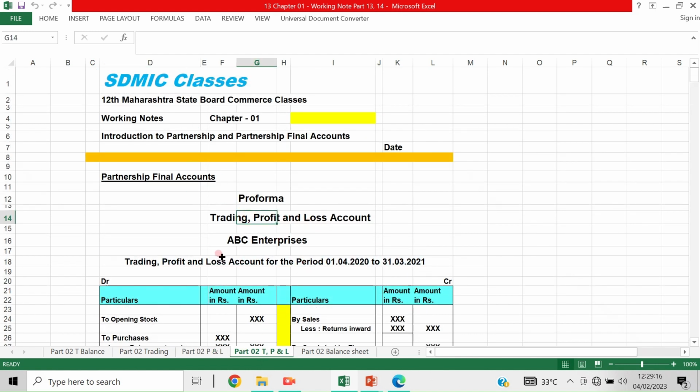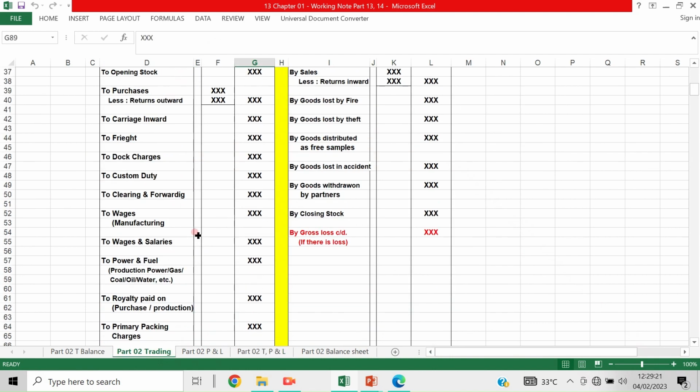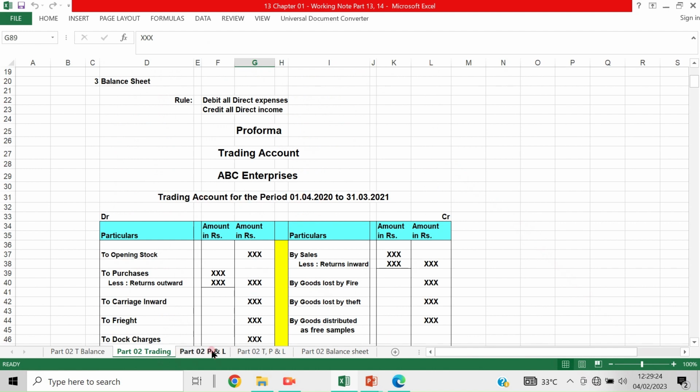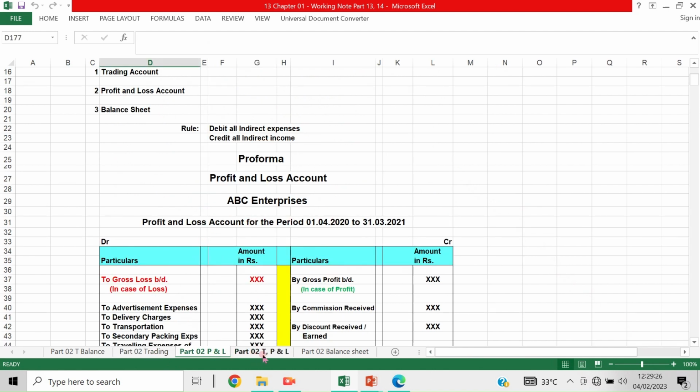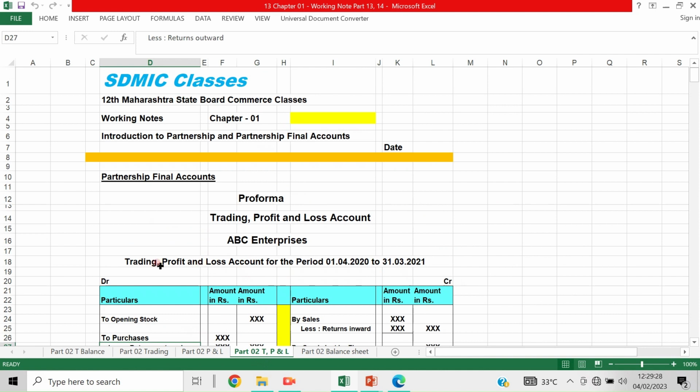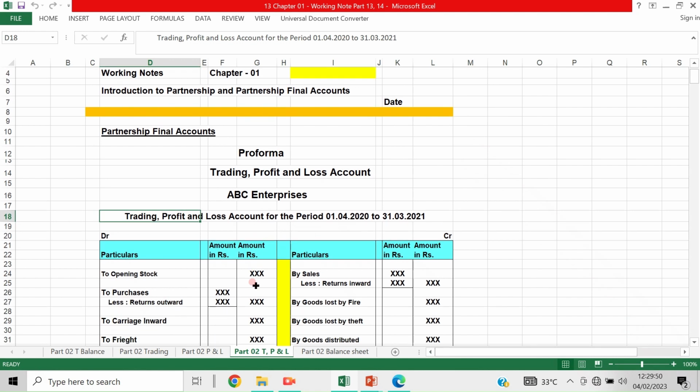So the trading and profit and loss account. Here it is written, trading account for the period, and here, profit and loss account for the period. Actually, when we are making the final accounts, the result is whether the organization has made a profit or a loss. To know that, a trading and profit and loss account for a particular period is prepared.